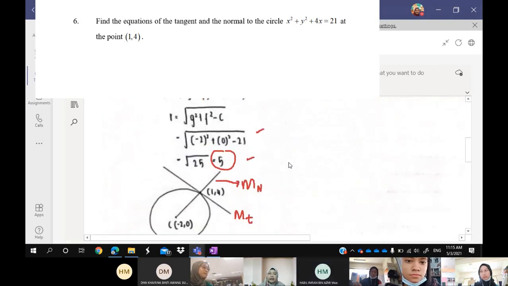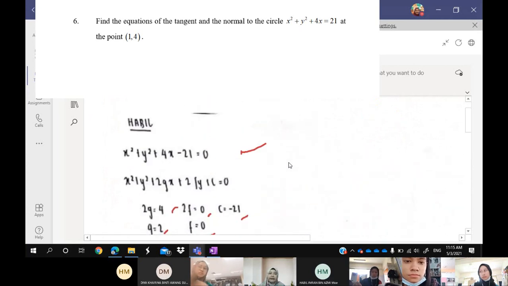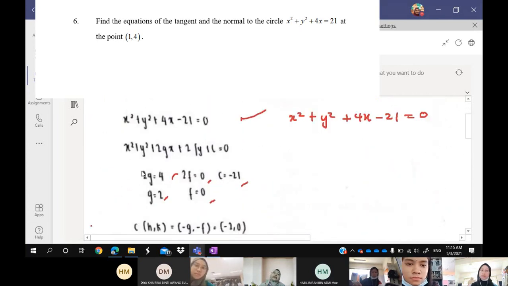So instead of using this method, do you have a different method? You want to find the gradient, right? Gradient for normal, for tangent. Instead of finding the center, radius and then the normal gradient, we have a different method. What is gradient? Slope, right? In maths, we can say that gradient is dy/dx. So from the given circle equation, can we find dy/dx?